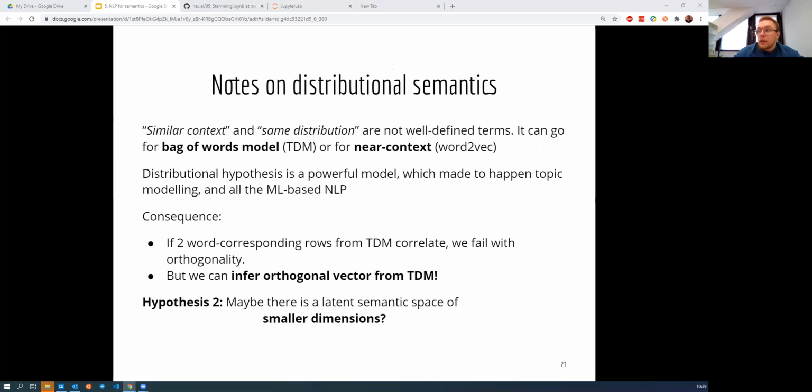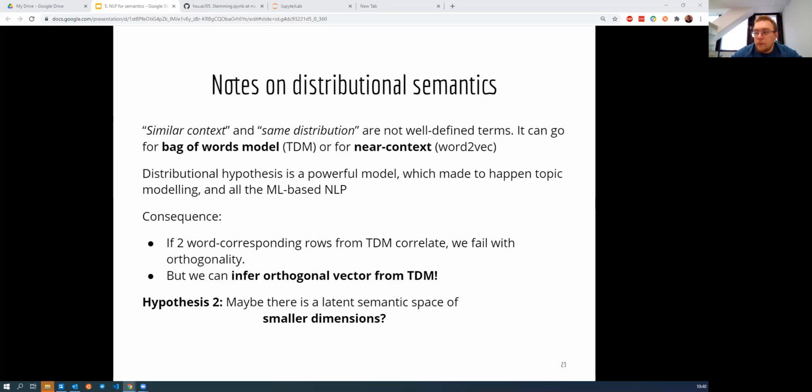Okay, so let's define again some important thoughts about the distributional hypothesis. Again, similar context and same distribution are not well-defined terms. The context, for example, can be defined through the bag of words: you take the text and say that the whole text is a context for the word. Or you can define it as a near context, like in word2vec, just a couple of words to the left and a couple of words to the right. Again, the context is not very well defined.